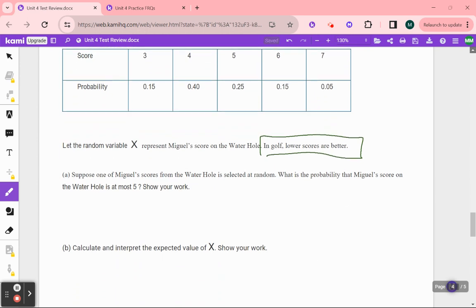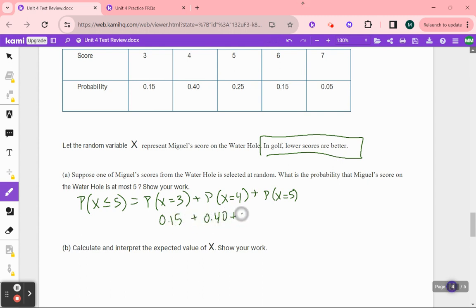Suppose one of Miguel's scores from the water hole is selected at random. What is the probability that Miguel's score on the water hole is at most 5? So we want to know the probability that X is less than or equal to 5, and that equals the probability that X equals 3 plus the probability that X equals 4 plus the probability that X equals 5. And from our table, we just have to add those probabilities up. 0.15 plus 0.40 plus 0.25 equals 0.8.